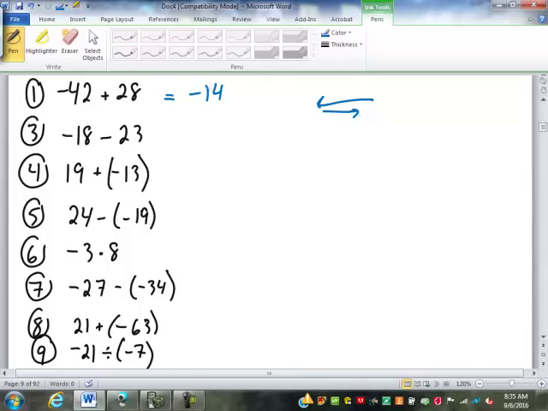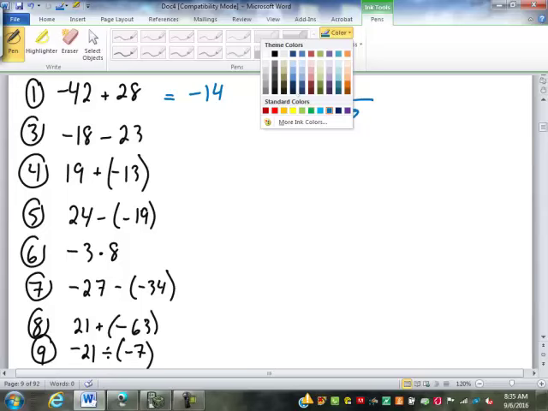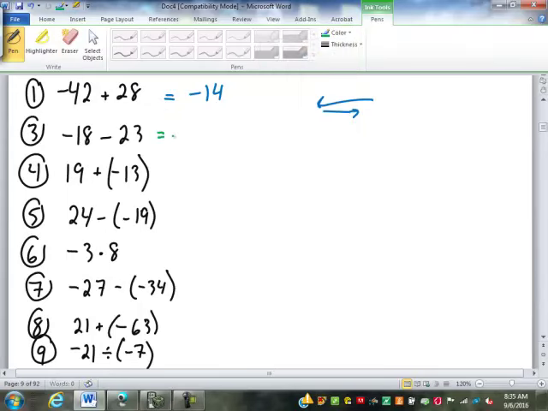Number 23. Or number 3, sorry. What do we get there? This is a negative 18. This is going to become plus a negative 23. Negative 18, negative 23 ends up negative 41. Number 4. Yeah, 19 and negative 13, we end up at positive 6.